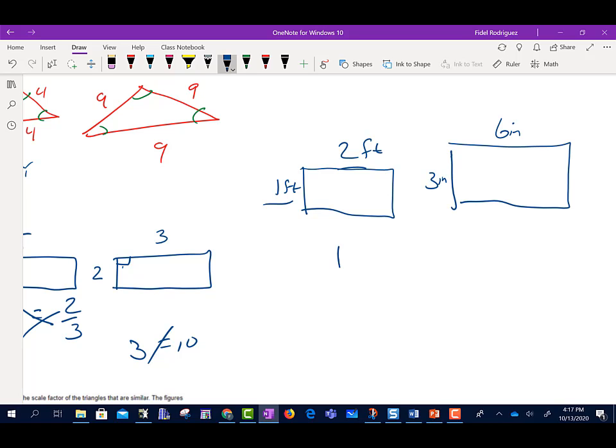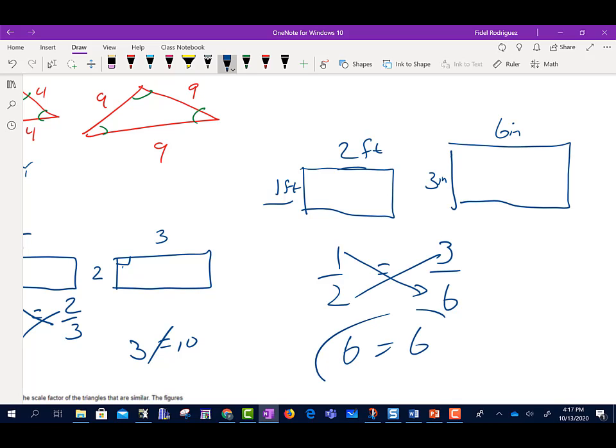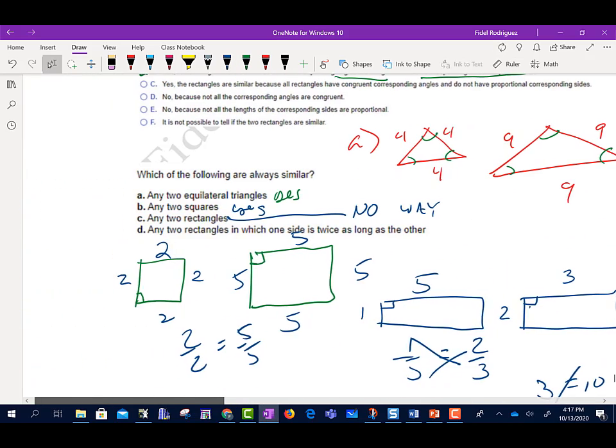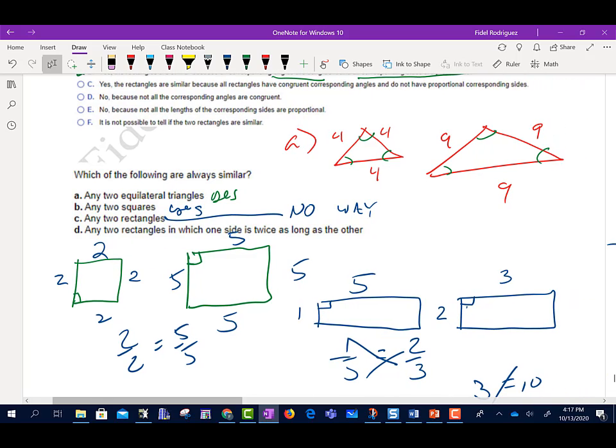Again, look at my ratio. 1 over 2, is that going to be the same thing as 3 over 6? And let's cross multiply. So that's 6, and that's 6, and yes, they are, right? One side has to be twice as large as the other one, because that's what the condition told me, right? For part D, we would say yes, also. Okay.